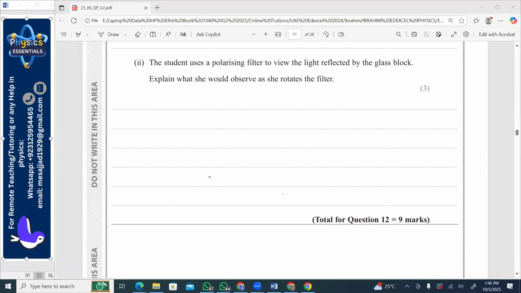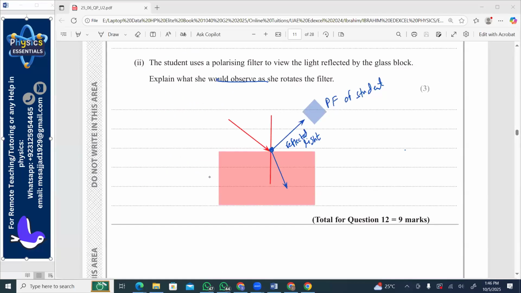So here is your figure, and the reflected light that is coming here is now polarized. What does it mean? It means the light which was coming from here was like this, moving in all directions. But now the light which is coming here is only having the oscillation in one plane. So this is the light coming.